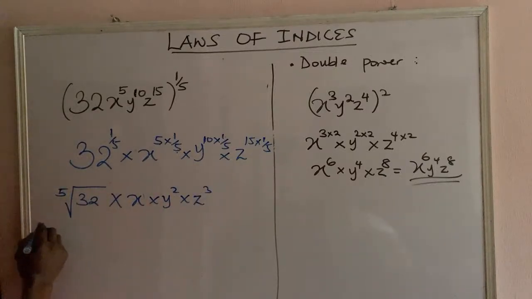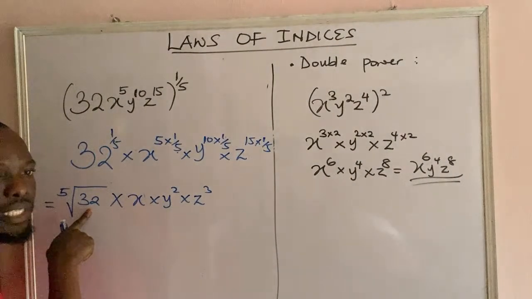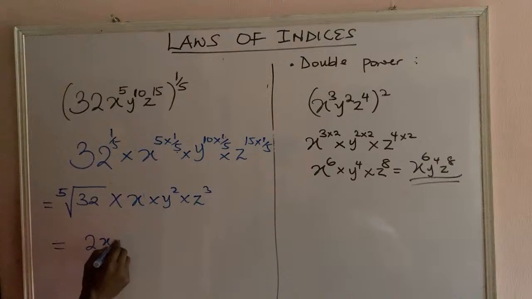So finally, the 5th root of 32 will give you a 2. Then I have 2x, y squared, and z cubed. So that is pretty simple. So that's how to solve that. So you can copy that quickly.